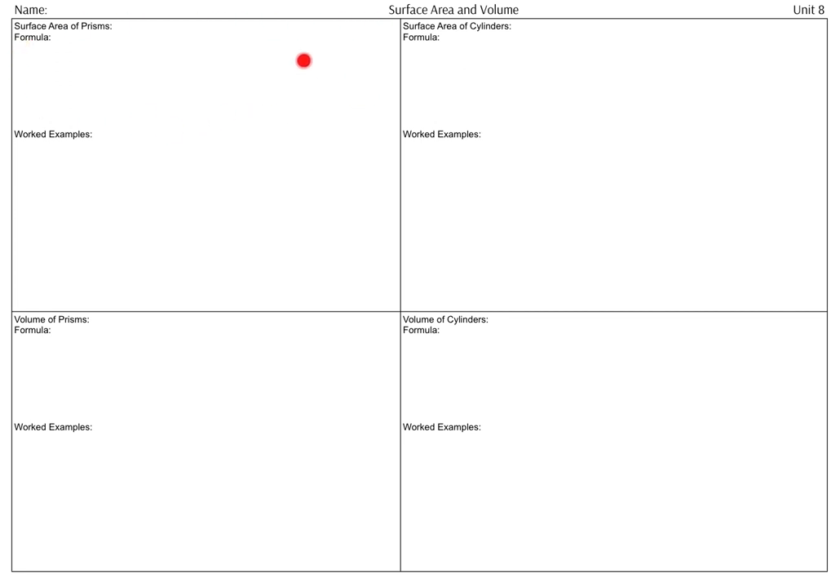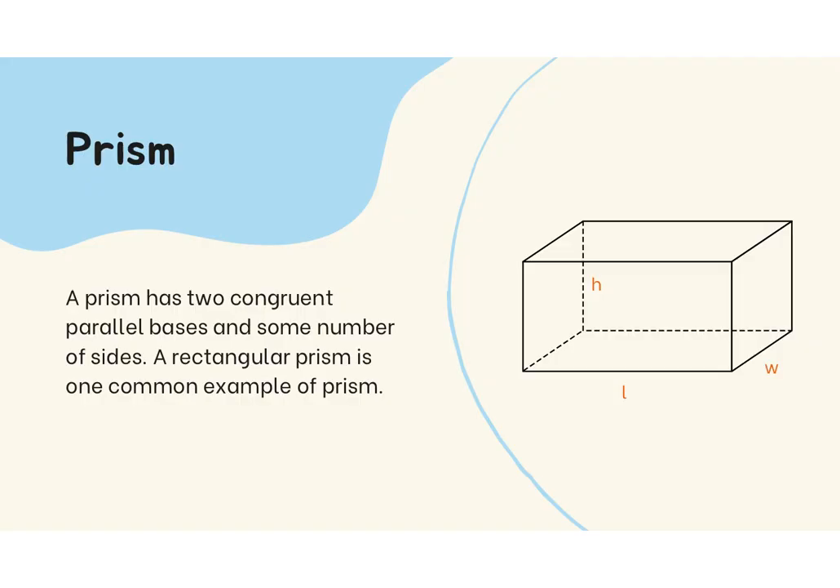We have the area for you to put the formula that you want to use and then space for worked examples right there. Just like the mild video, we have our definition of a prism. So a prism has two congruent parallel bases. In the example we give you, that is a rectangle base on top and bottom. Those are parallel to each other.